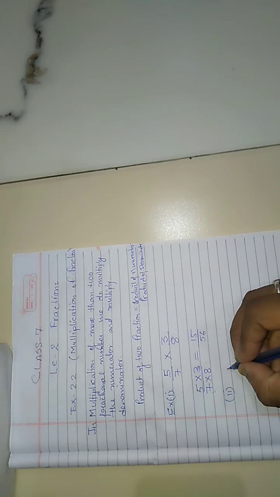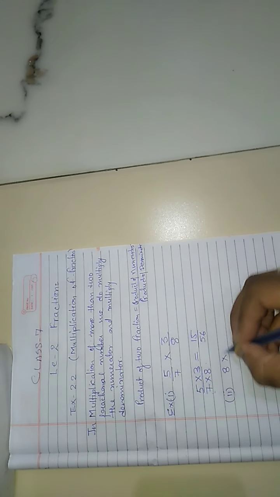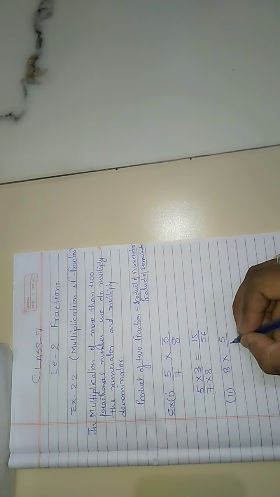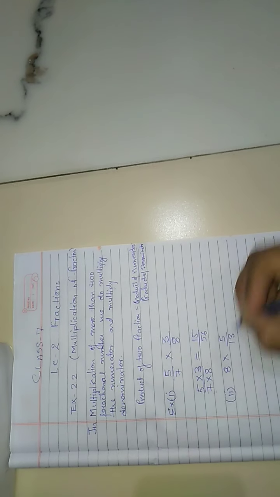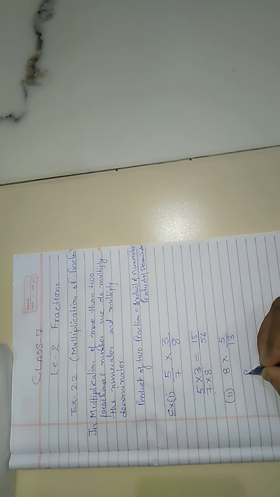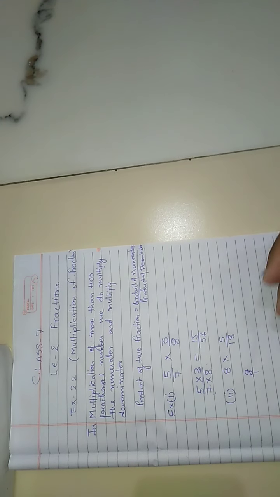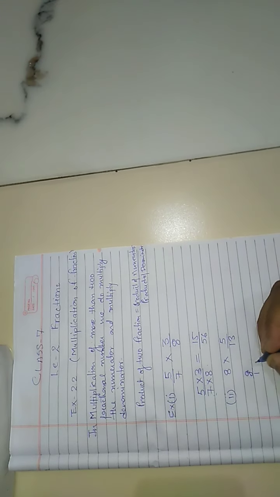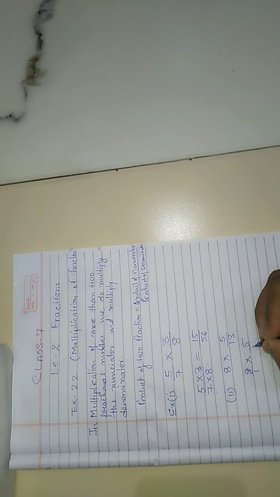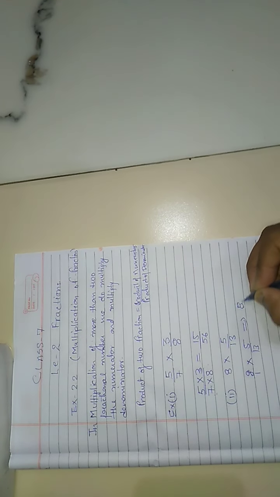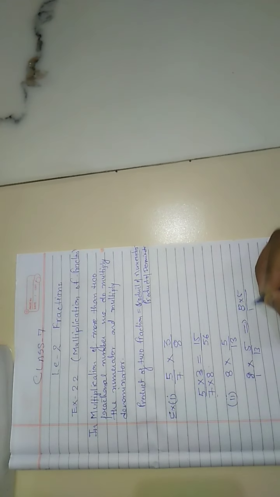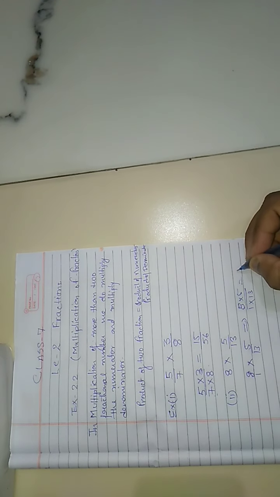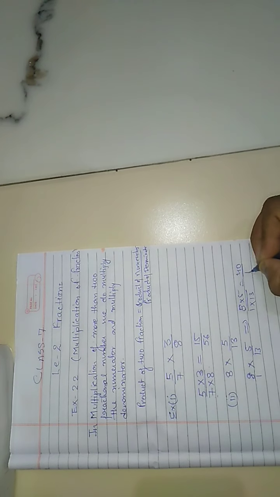Example 2. Suppose the question is given like this: 8 into 5 upon 13. Then we assume 1 in the denominator of 8, that is 8 upon 1, and then multiply by 5 upon 13. So we do 8 into 5 upon 1 into 13. So 8 5s are 40 upon 13 ones are 13.